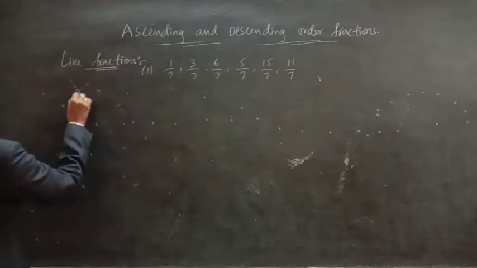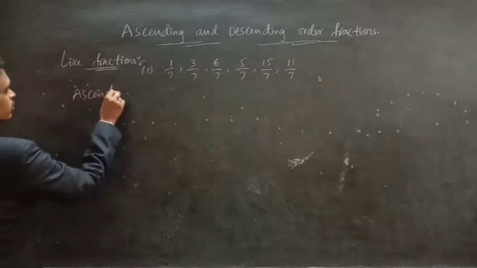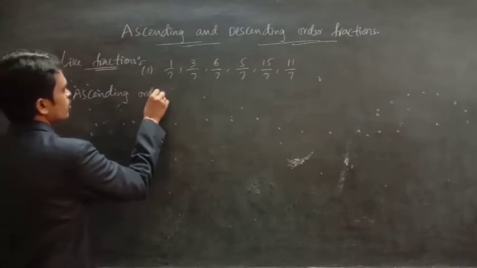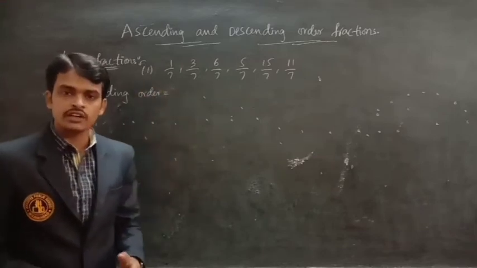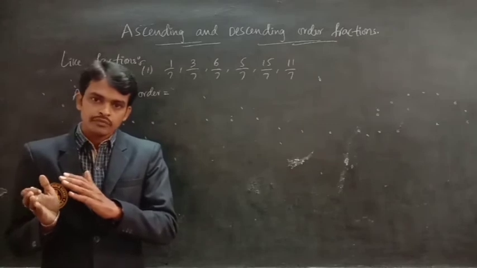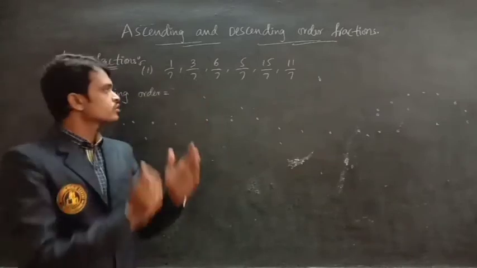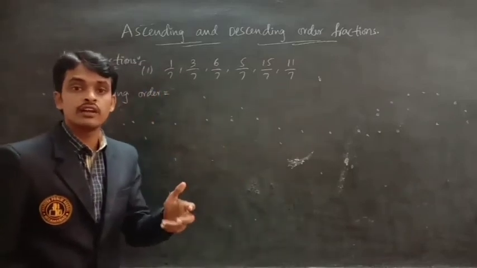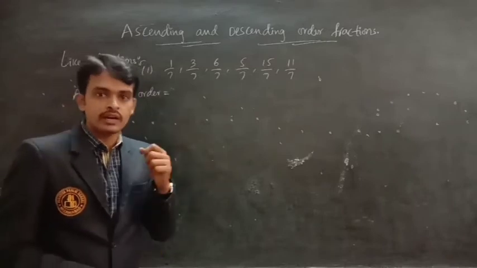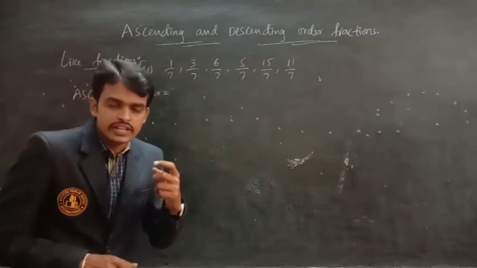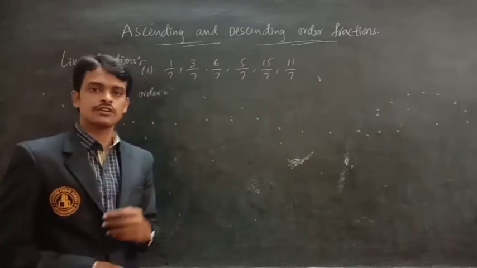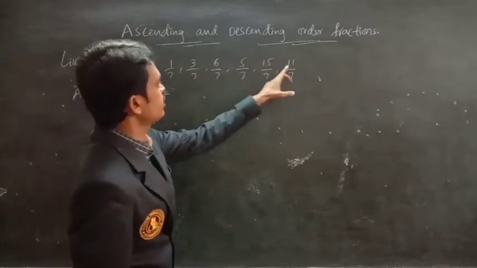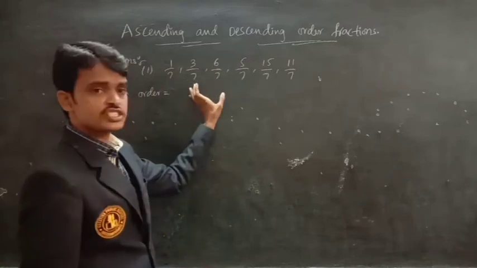First, let us write the ascending order. Ascending is nothing but writing the fractions from smallest to biggest. Here the denominators are the same, so what do we have to compare? We have to compare the numerators. By comparing the numerators, the smallest one we should write first. So compare the numerators 1, 3, 6, 5, 15, 11. Which is the smallest numerator?